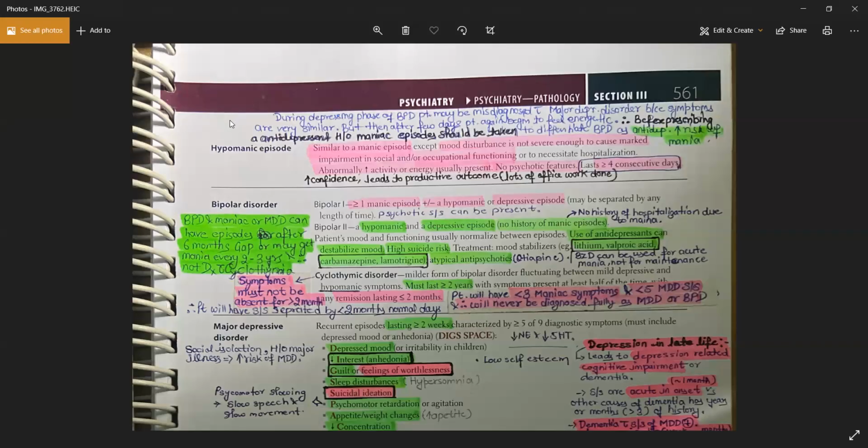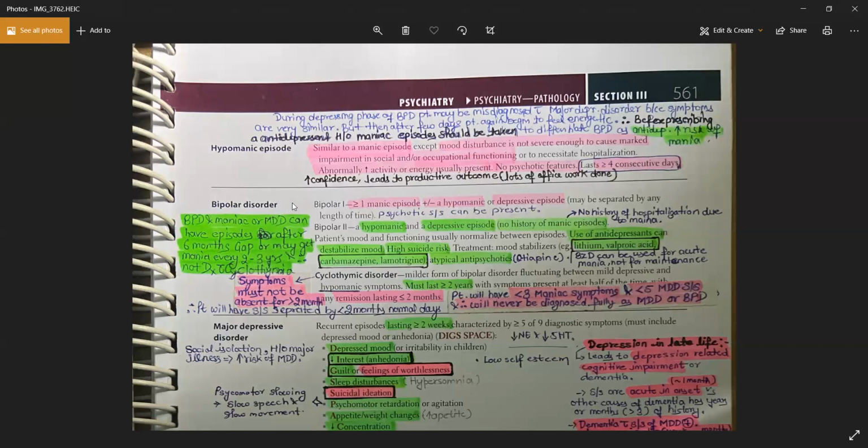Any doubt between the differentiation between the manic and the hypomanic episode? Okay, so it will be a mood disturbance which is not severe enough to cause marked impairment or a functional decline. It even helped the patient in their work. Okay, now you have the bipolar disorder.